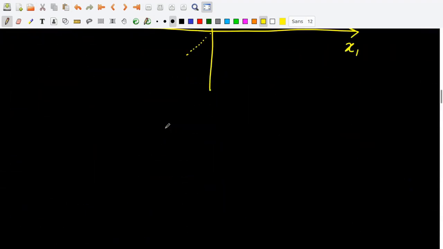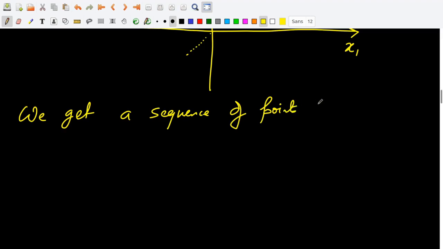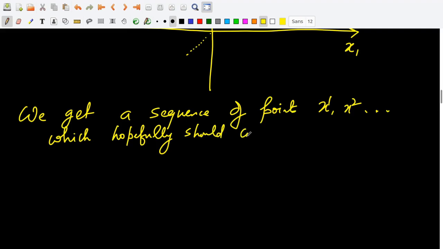So that means we get a sequence of points x1, x2, and so on and so forth, which hopefully should converge to a desired point. That means a point which is the minimum.